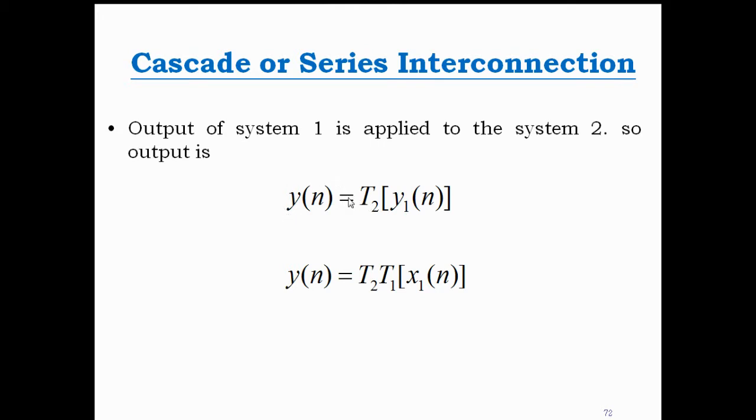So after connecting both systems T1 and T2, by applying T1 and T2 on one input called x1 of n, you can understand y of n equal to T2 into T1 of x1 of n, where x of n is your input, and T2 and T1 are two different systems which are connected in series.